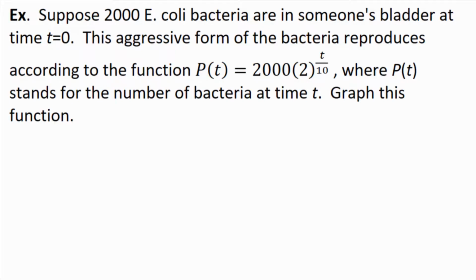This is a more realistic version of that first example we looked at. Suppose 2,000 E. coli bacteria are in someone's bladder at time t equals 0. In other words, this person has a bladder infection. This aggressive form of the bacteria reproduces according to the function P of t equals 2,000 times 2 to the t over 10. So the exponent is t divided by 10. Where P of t stands for the number of bacteria at time t, graph this function.